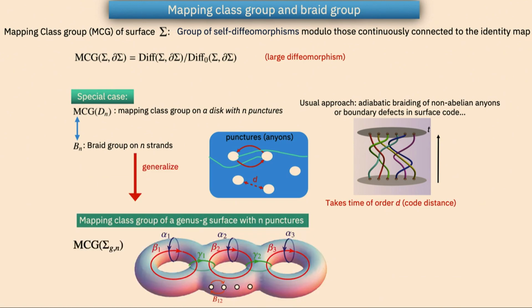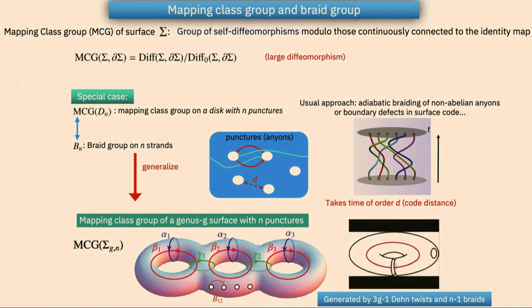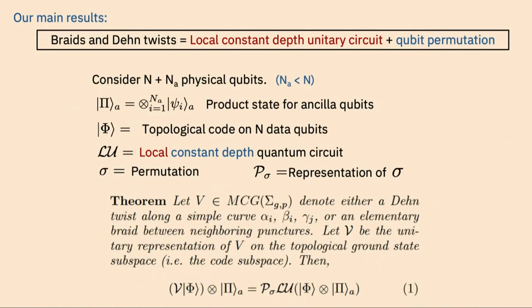One can also consider a more general case, defining the mapping class group on a surface with n punctures and genus g. This mapping class group is generated by the braiding of neighboring punctures and also 3g minus 1 Dehn twists along the 3 types of cycles indicated by different colors here. The definition of a Dehn twist around a cycle is just to cut the handle on this particular cycle, twist by 2 pi and glue back together such that it twists the logical operators.